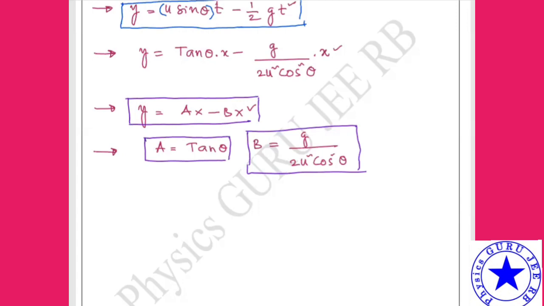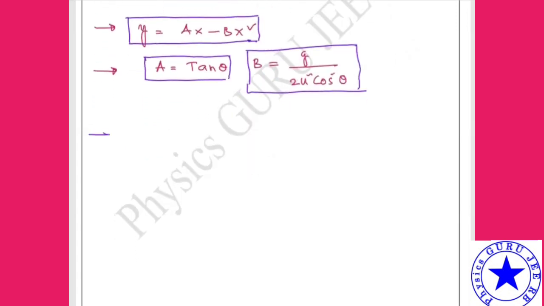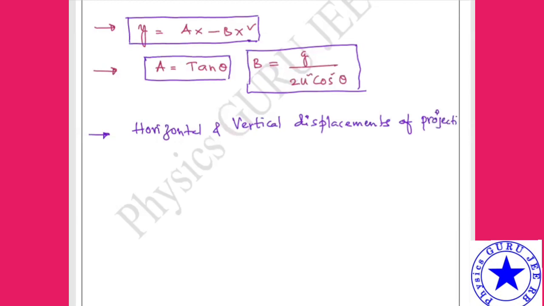Fine. Now we'll take one question. The horizontal and vertical displacements of a projectile are given as x is equal to a into t and y is equal to bt minus ct square. So it is given like this.